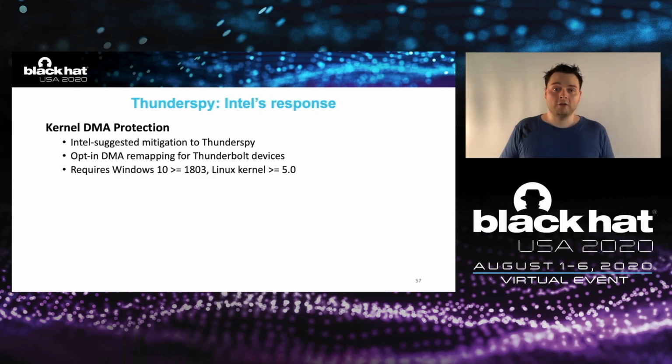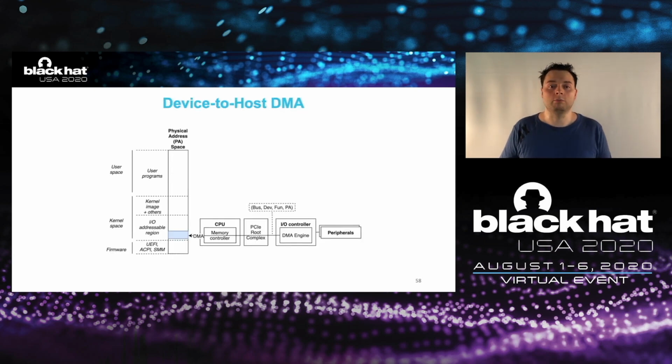Right, so Intel's response to Thunderspy was kernel DMA protection. This was quite underwhelming, and I'll be showing a bit why that is. Kernel DMA protection is an opt-in DMA remapping measure for Thunderbolt devices. And according to Intel, all you need is Windows 10 1803 or later, or an up-to-date Linux kernel. So let's have a look how that works.